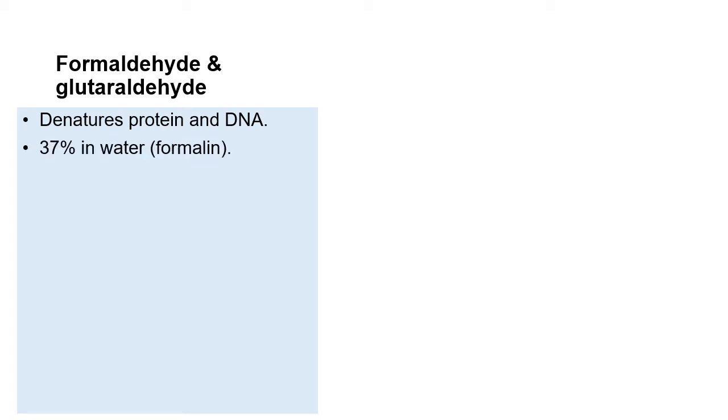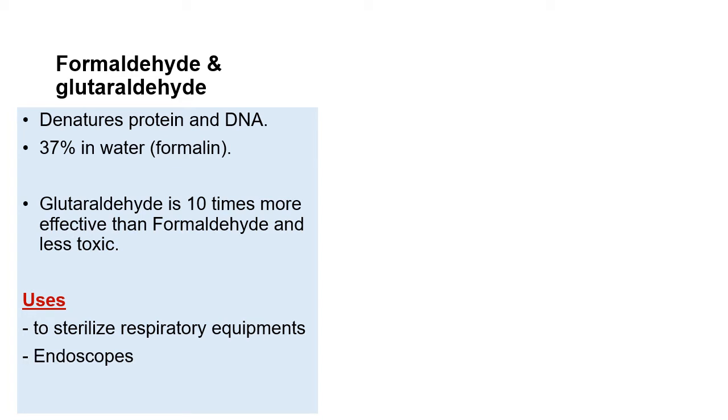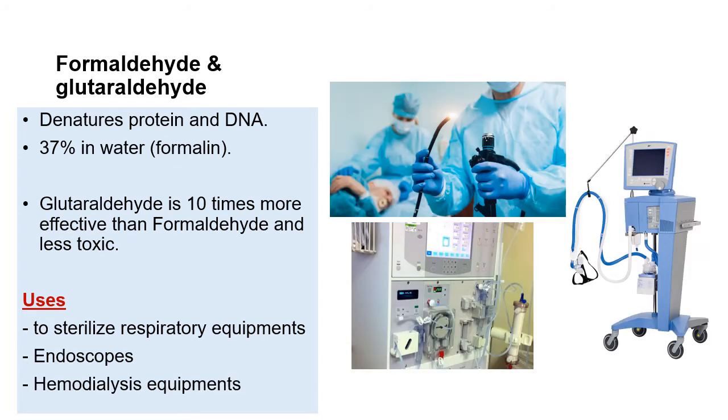And formalin is basically 37% formaldehyde in water. Glutaraldehyde is something like formaldehyde, but it's 10 times more effective and less toxic. So we use this, which will cause less harm to us. How do we use it? We use it because it's very strong, so we sterilize the respiratory equipment. We use it also for sterilization of endoscopes and hemodialysis equipment.